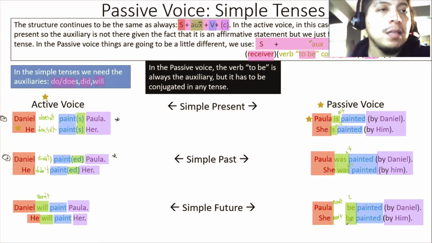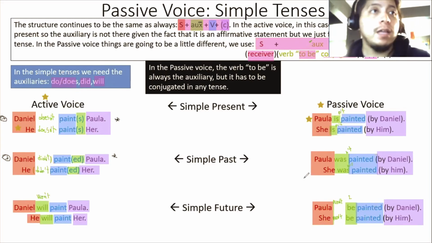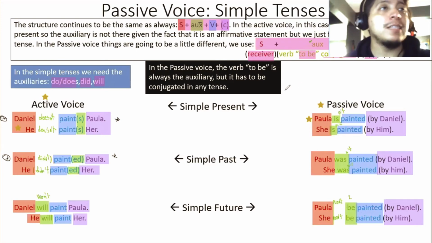Paula won't be painted, she won't be painted. And that's it. It is the same. The auxiliary takes the negative. Do you remember how to make a question? Yeah? What happens with the auxiliary? The auxiliary changes positions with the subject. The subject moves after the auxiliary and the auxiliary before the subject.